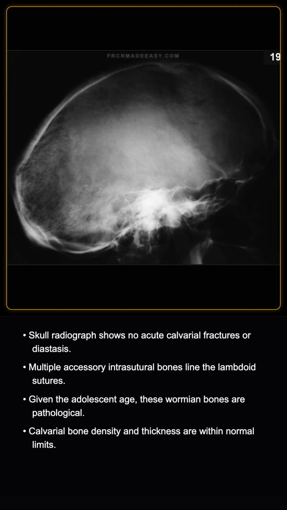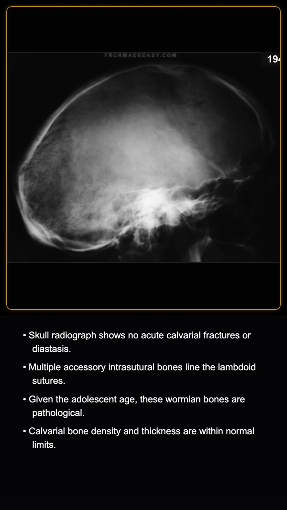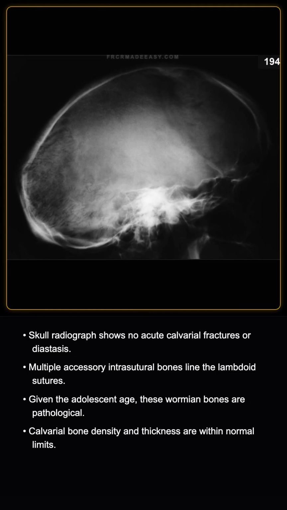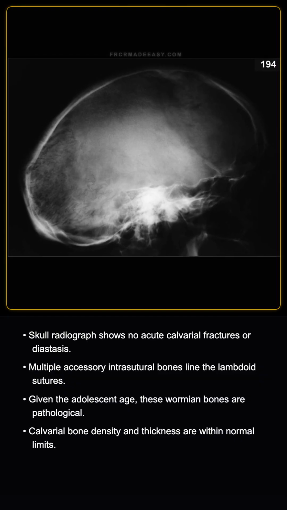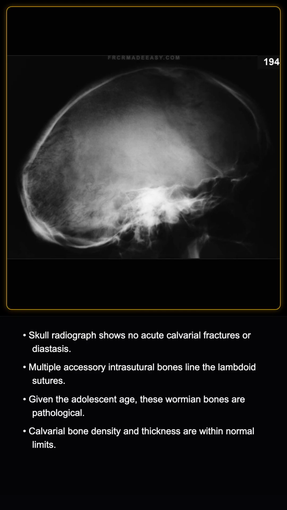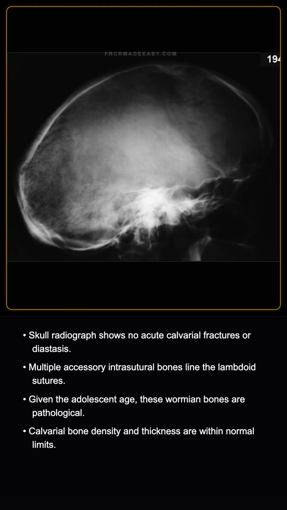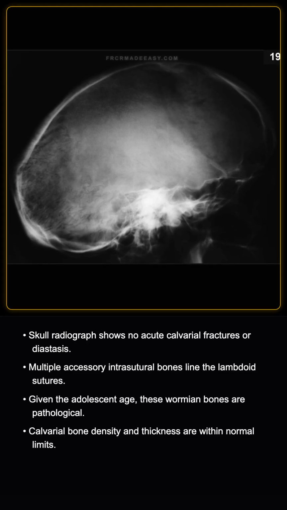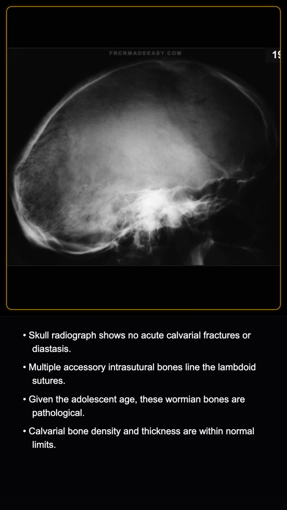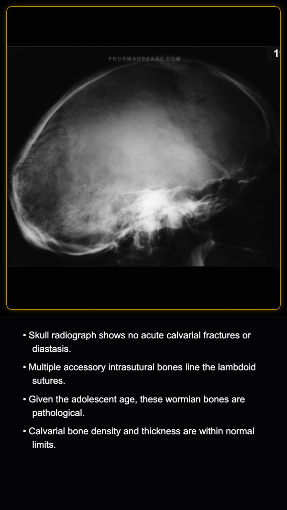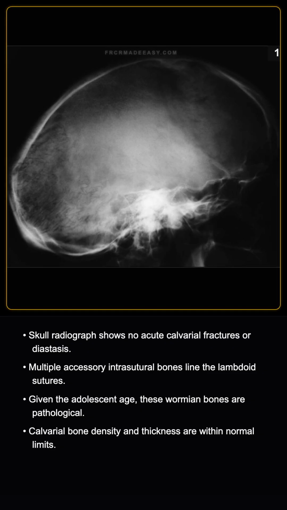sutures. However, there are multiple accessory intrasutural ossicles, or Wormian bones, lining the lambdoid and posterior sagittal sutures. Given the patient's adolescent age, the presence of numerous Wormian bones is pathological. The bone density of the calvaria is otherwise normal. These findings are diagnostic of multiple Wormian bones.